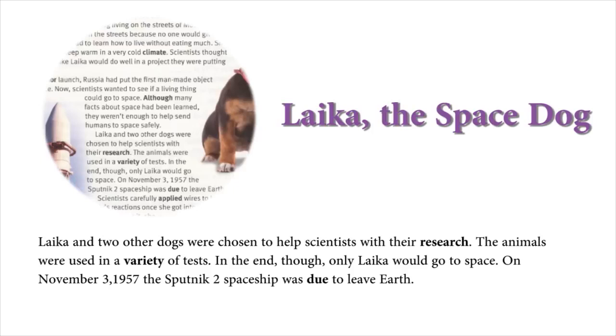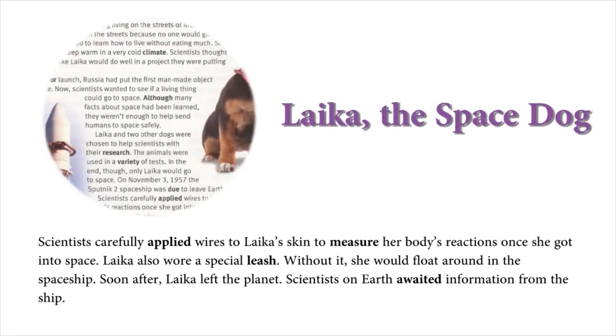The animals were used in a variety of tests. In the end, though, only Laika would go to space. On November 3, 1957, the Sputnik 2 spaceship was due to leave Earth. Scientists carefully applied wires to Laika's skin to measure her body's reactions once she got into space. Laika also wore a special leash. Without it, she would float around in the spaceship.